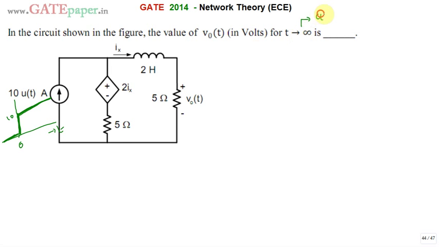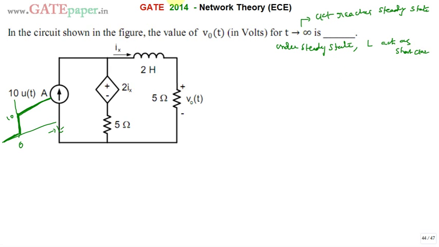The meaning is that the circuit reaches steady state because we are applying the input for a long time, from t equal to 0 to t equal to infinity. Under steady state, a capacitor acts as an open circuit and an inductor acts as a short circuit. In our circuit diagram only an inductor is present, so inductor L acts as a short circuit under steady state.